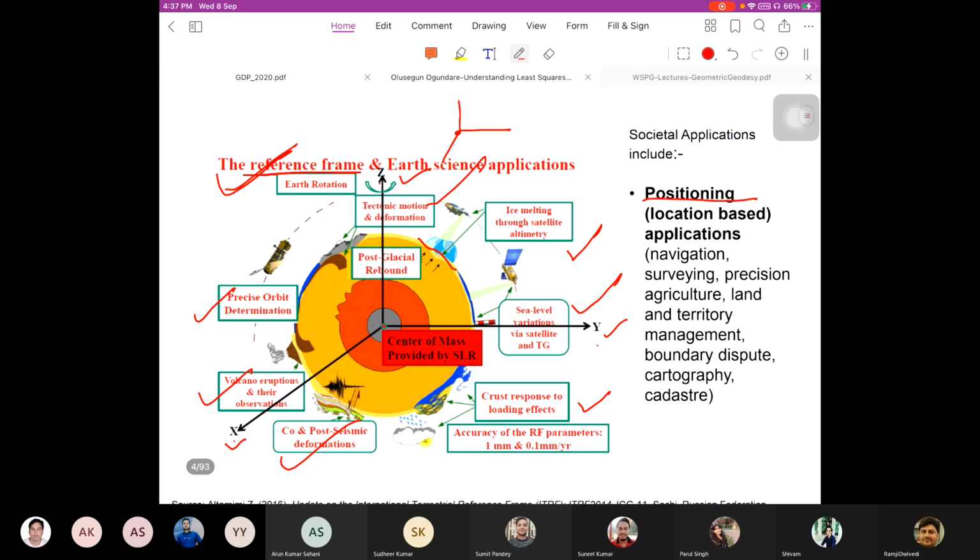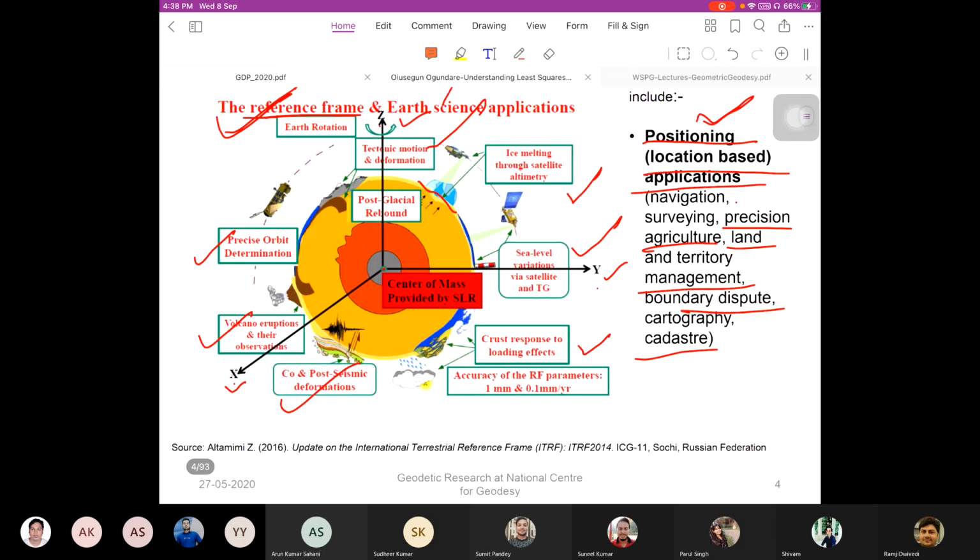Obviously, the positioning and navigation applications are there: navigation, surveying, precision agriculture, land and territory management, boundary disputes, cartography, cadastral survey. All these are position and location based applications that have a direct societal impact. This figure is explaining everything about the geodesy aspect.